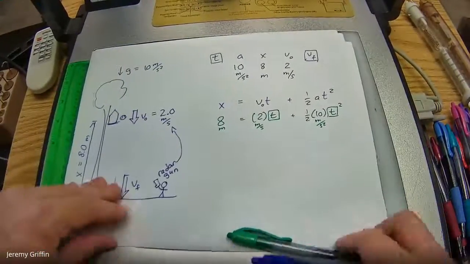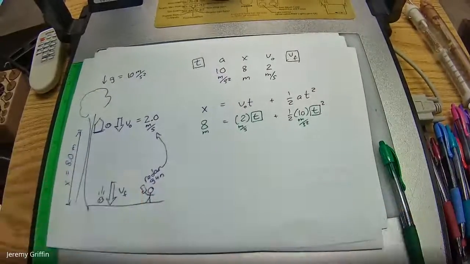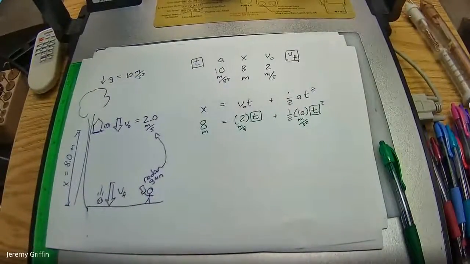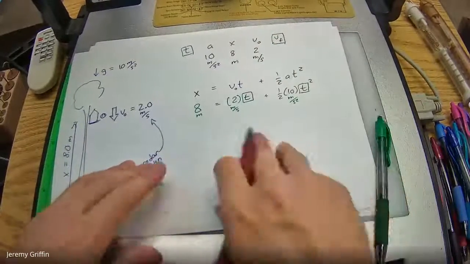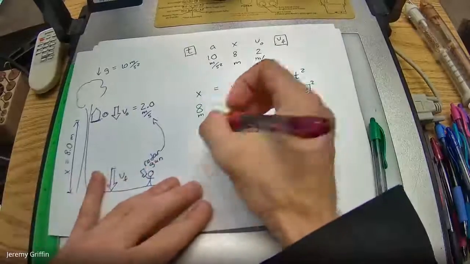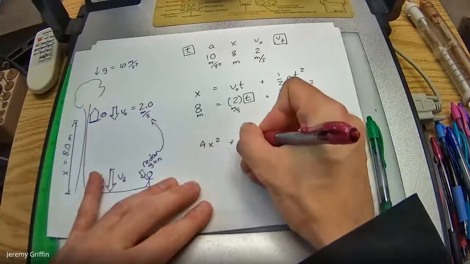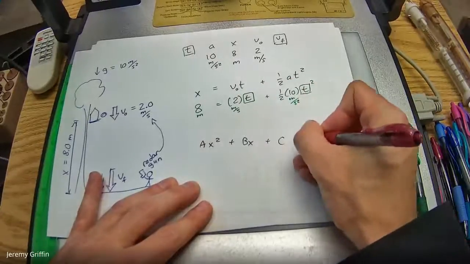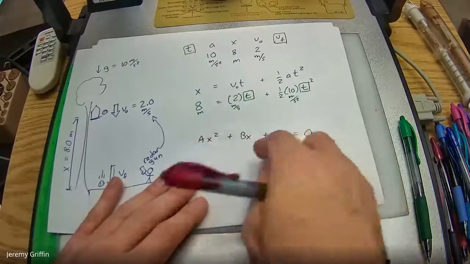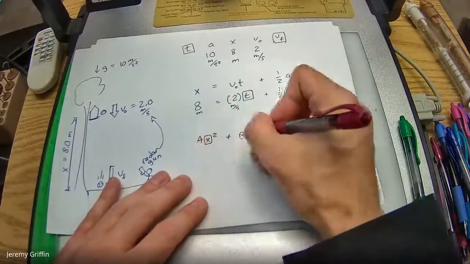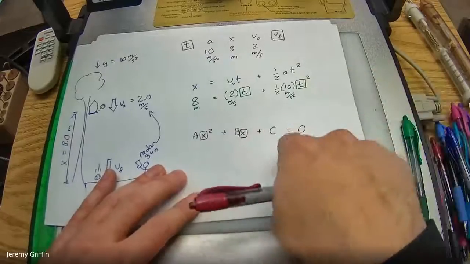Do you remember the quadratic formula? I'll put this on a note card. If you have something in the form ax squared plus bx plus c is equal to 0, and you're trying to extract x, which is almost what we have here, you just have to rearrange it to make it look like this.